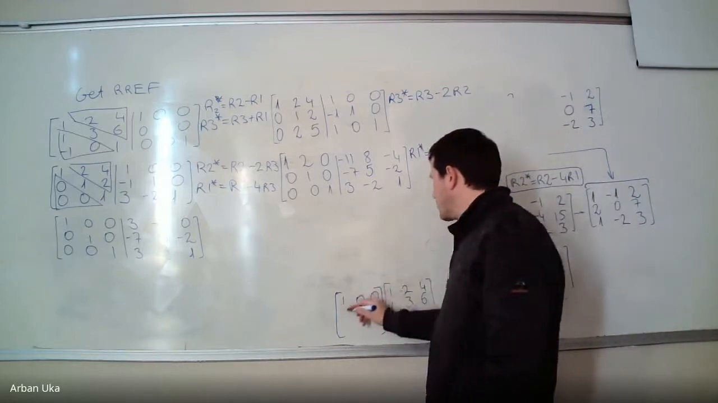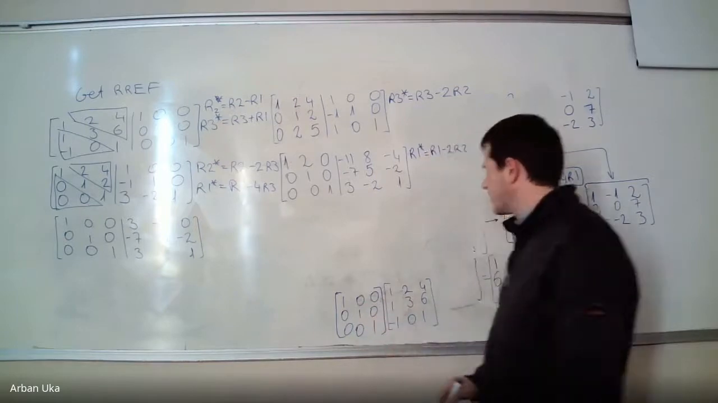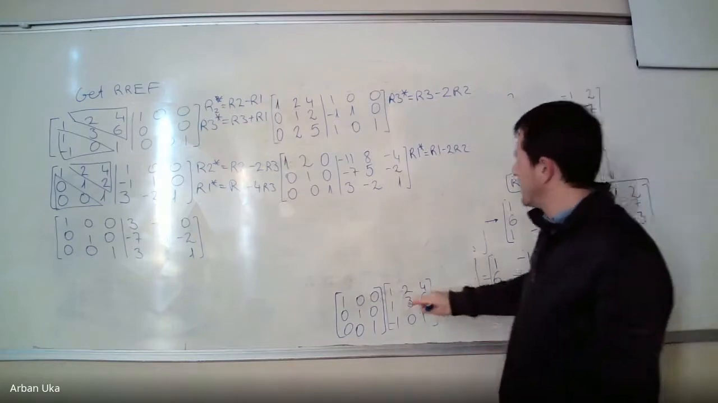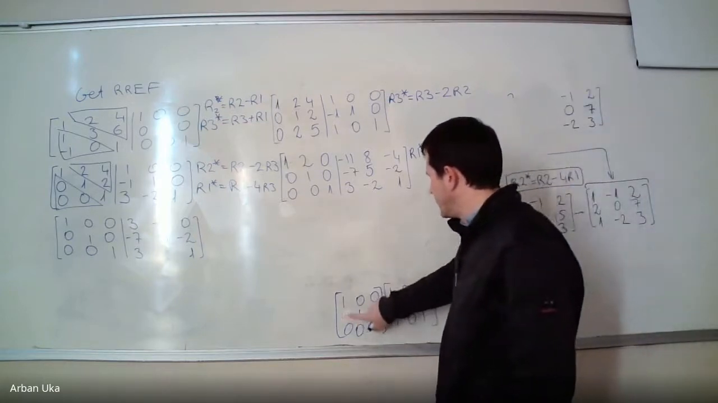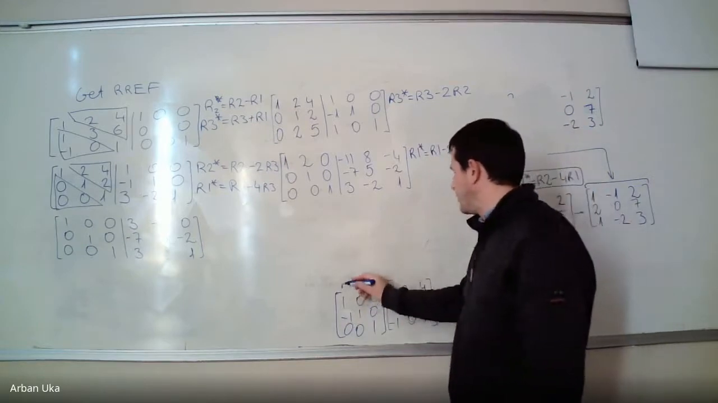We can do it using an elementary row operation. How does the elementary row operation look like? It's going to look like row 2 minus row 1. What is row 2 minus row 1? This is going to be minus 1. This is all, okay? So this is E1.